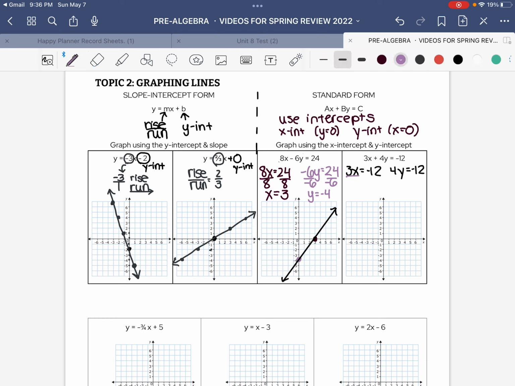Then I divide by 3 to get the x. -12 divided by 3 is -4. So you put a point where x is -4. Divide by 4 to get the y. And y equals -3. And then you draw a straight line through these 2 points, like so.